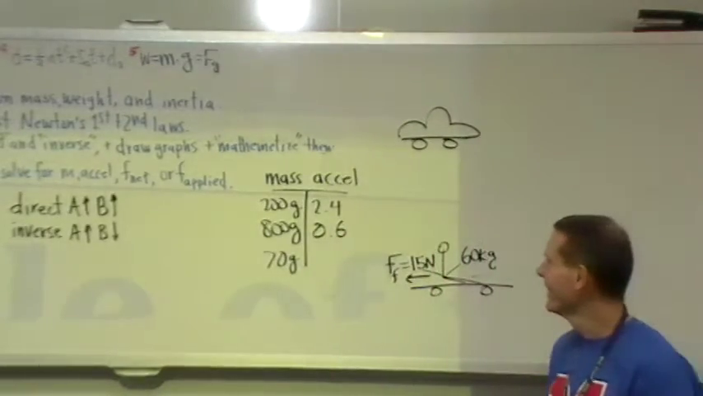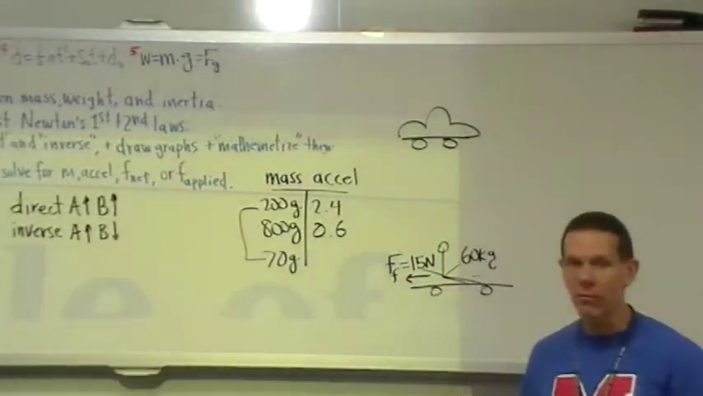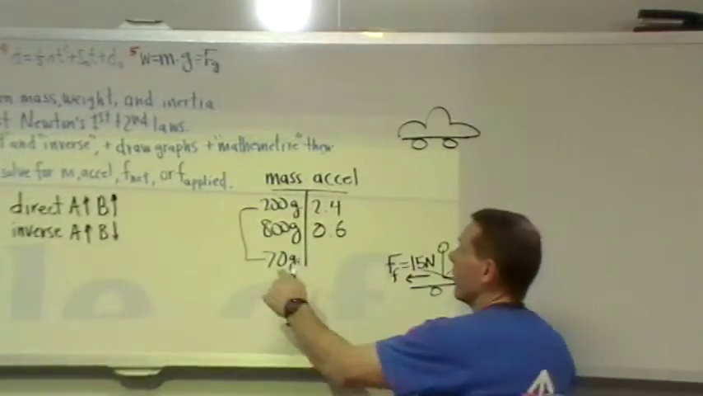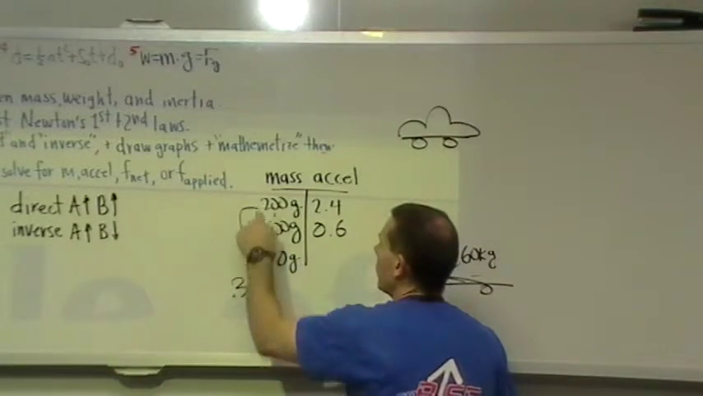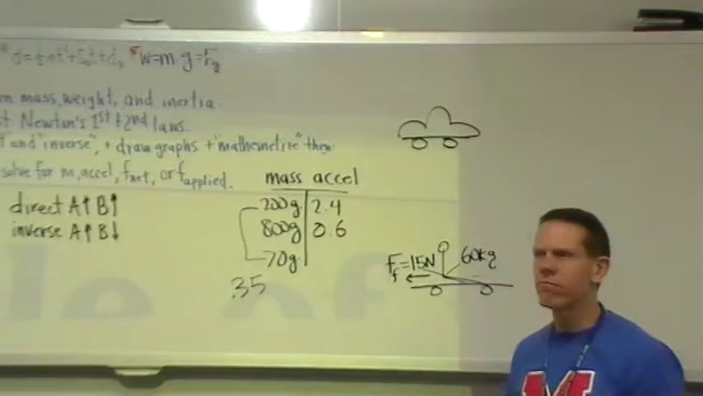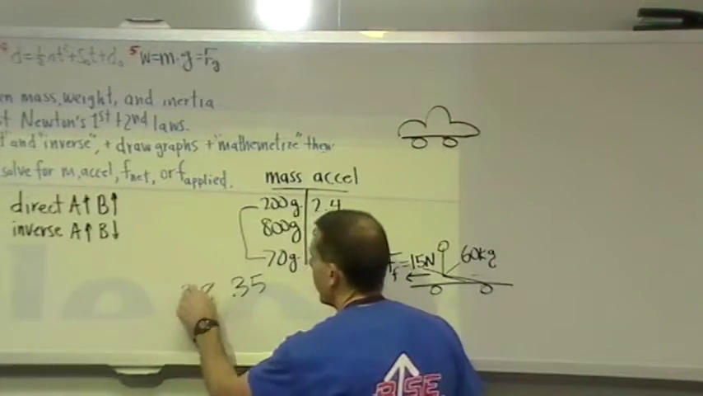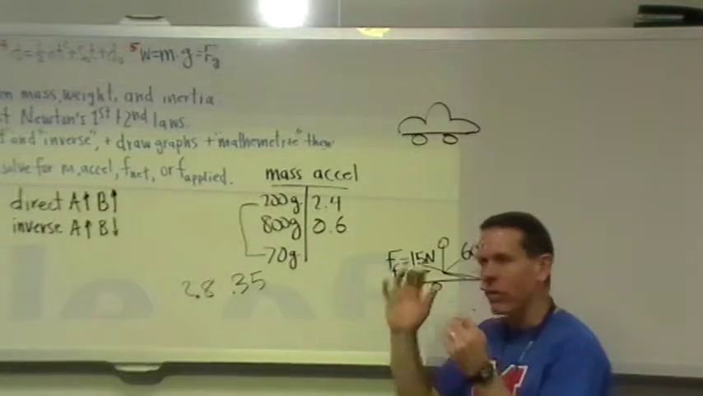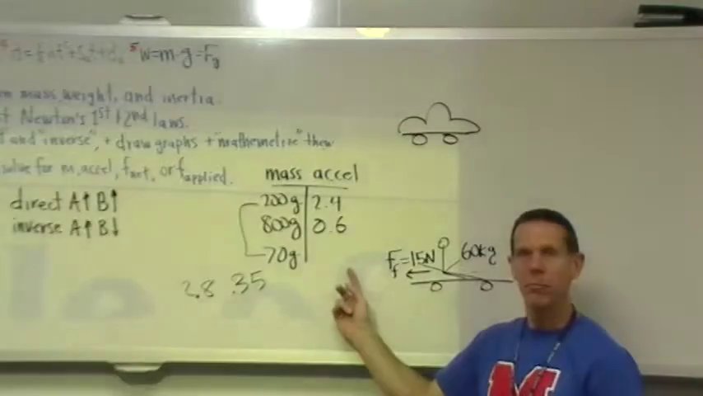The other one, I don't know, did you take 70 divided by 200 or 200 divided by 70? It doesn't matter. If you take 70 divided by 200, you get 0.35. If you take 200 divided by 70, you get 2.8. Okay. Something like that. Who cares exactly? That's fine. Here's all you need to know. The mass gets smaller. Acceleration gets bigger.